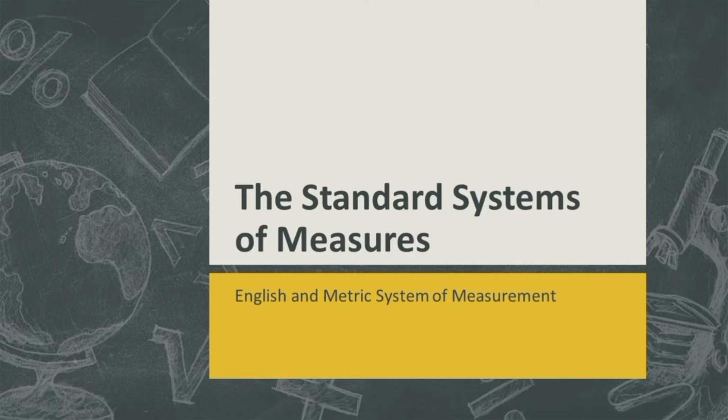Two standard systems of measurement were developed: the U.S. customary or the English system and the metric system. The United States uses the customary system and some metric, while the rest of the world uses the metric system exclusively.